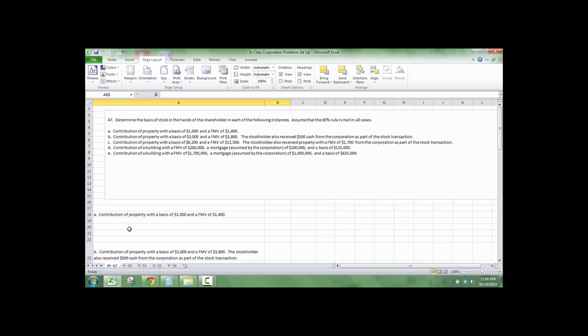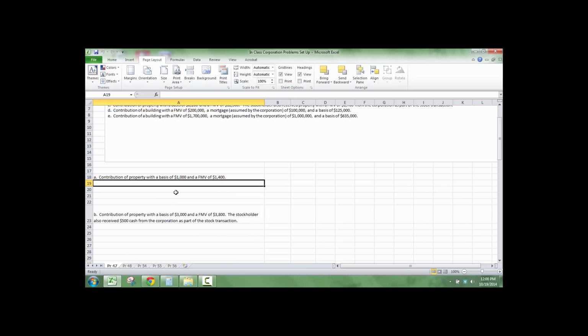This video is to determine the basis of stock in the hands of the stockholder for each of the following incidents. So, A. The contribution of property with a basis of 1,000, fair market value of 1,400. Well, in this instance, basis for shareholder equals basis in property, which is $1,000.